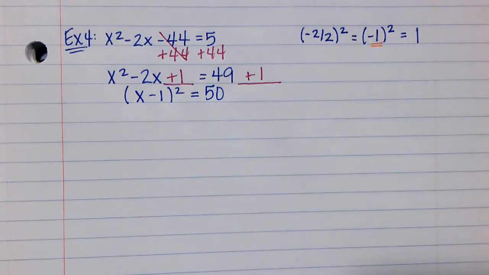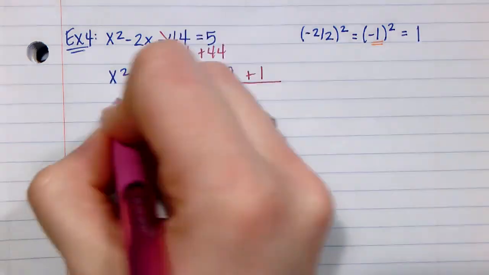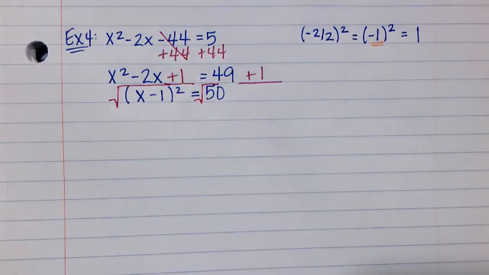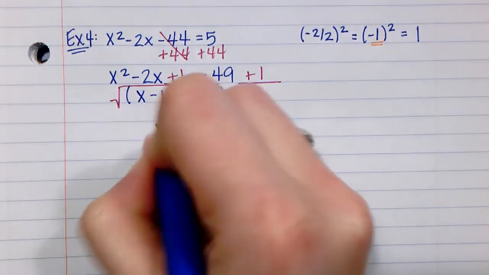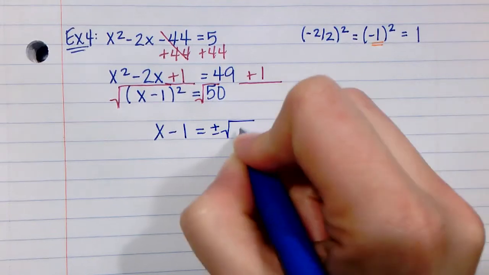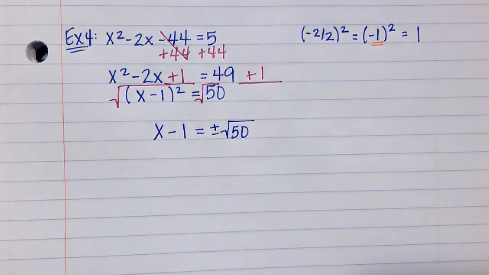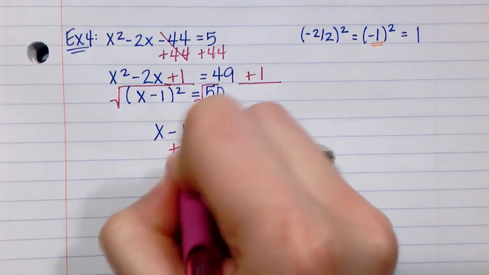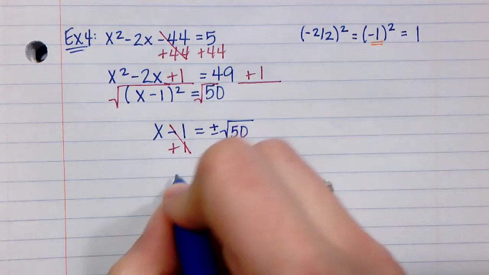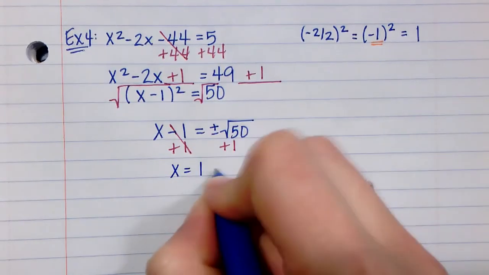We're going to take the square root of both sides. x minus 1 equals plus or minus the square root of 50. Add 1 to both sides. We get x equals 1 plus or minus the square root of 50.